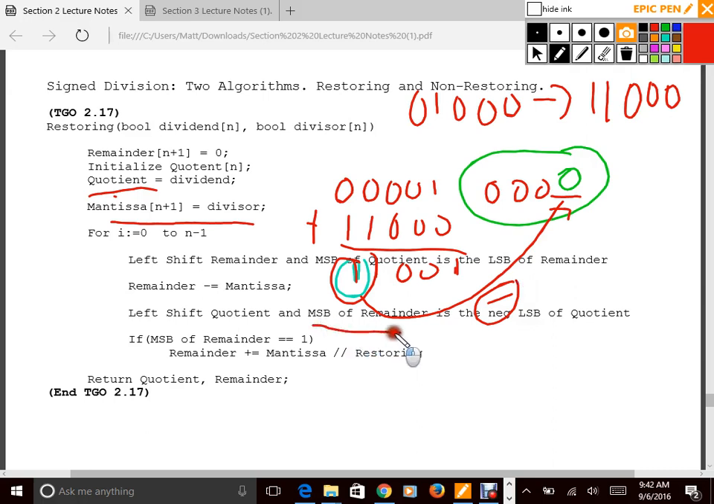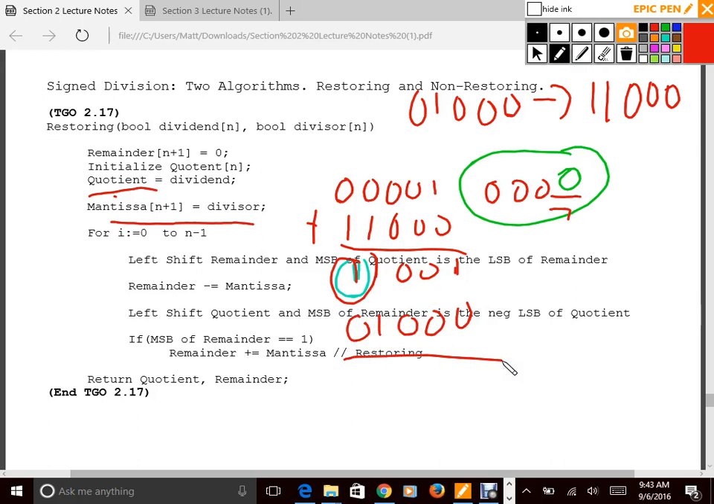Most significant bit of the remainder becomes the negation of the least significant bit of the quotient. So you've done a bit shift, left shifting the quotient, which I represented here already. And the most significant bit of the remainder is the negation of the least significant bit of the quotient. And then, if the most significant bit of the remainder is 1, we're going to restore, meaning we're going to add the mantissa. So in this case, it would be 0, 1, 0, 0, 0.